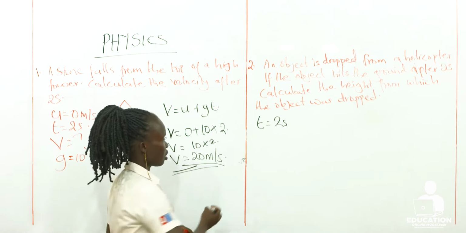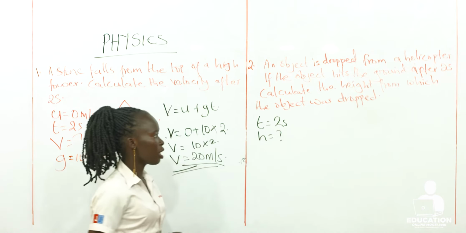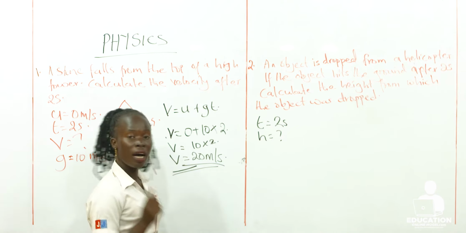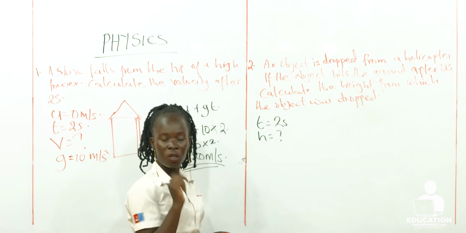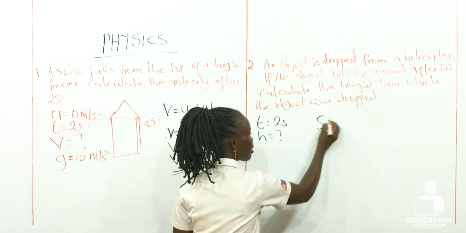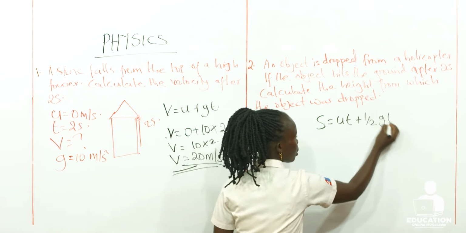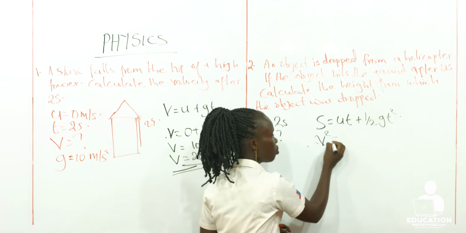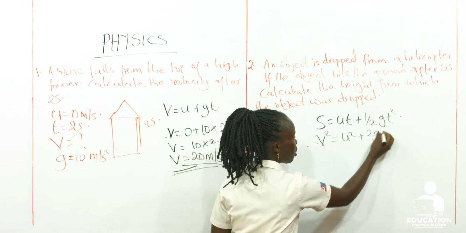Calculate the height. They want us to find the height, mostly written as h. But in this case, what happens? If we look at our equations, let's look at the second and third equations of motion. You'll see that s is equal to ut plus a half gt squared. This is the second equation. The third equation is v squared is equal to u squared plus 2gs.